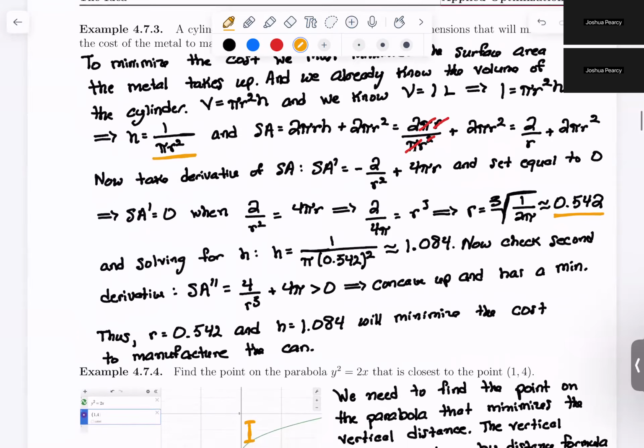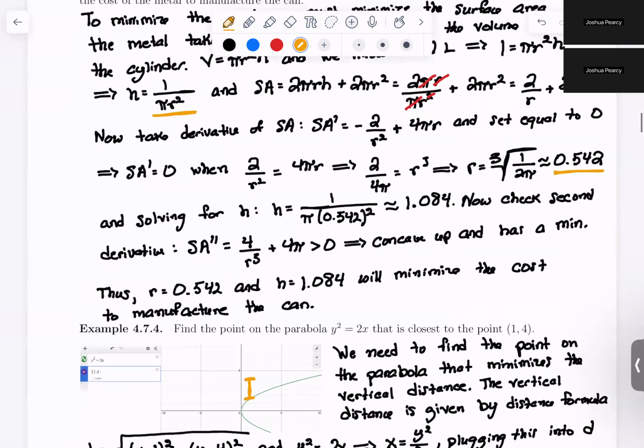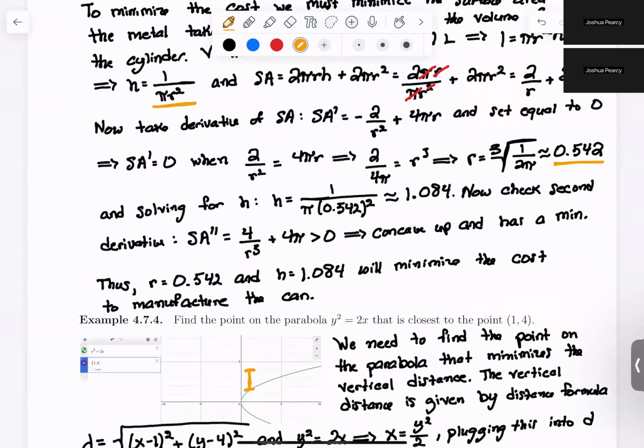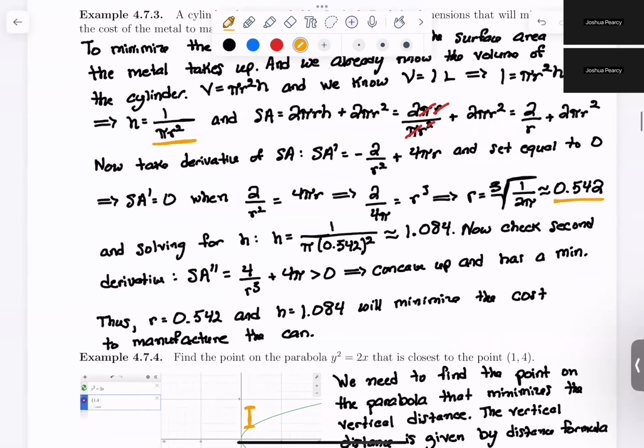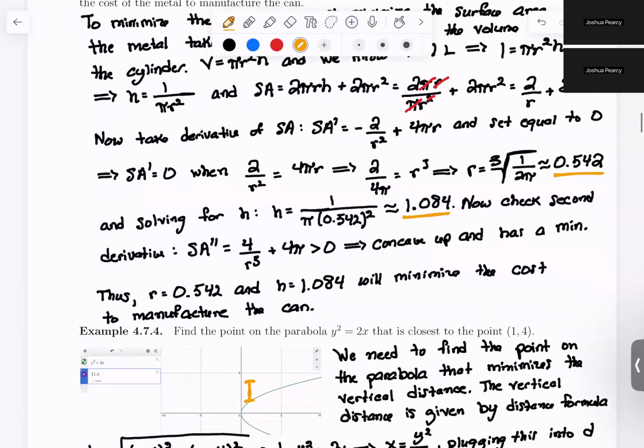So just plugging that back in up there, I can solve for h and get that h is approximately 1.084. So now I know what r is at 0.542. I know what h is at 1.084. Now what I want to do is check the second derivative.